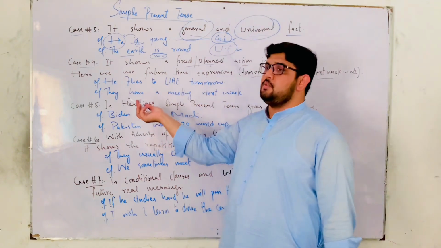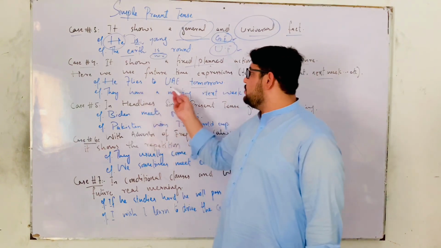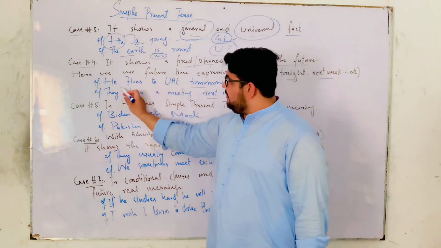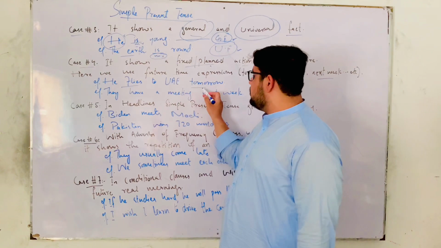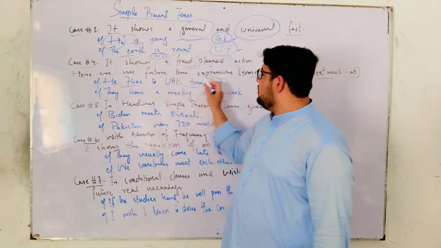In simple present tense, we use future time expressions to talk about the future. Like, he flies to UAE tomorrow. So it is simple present tense, but since we use the future time expression tomorrow with it, it talks about a fixed or planned action in the future.